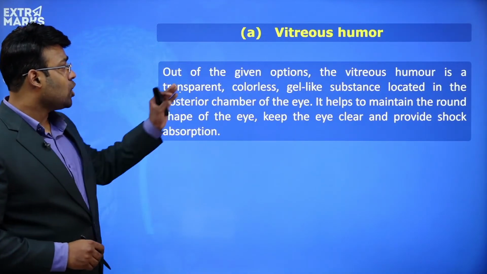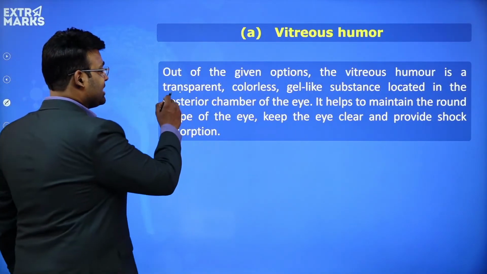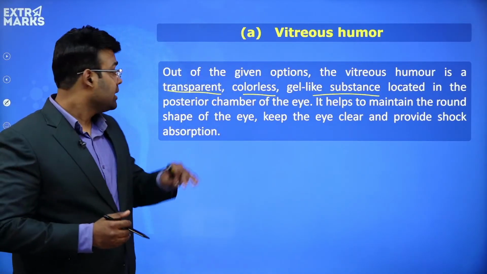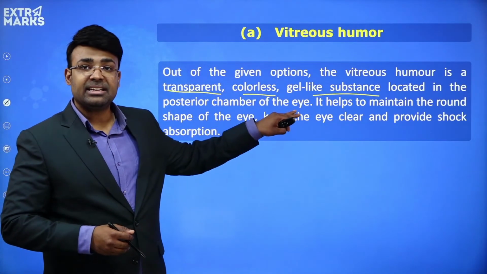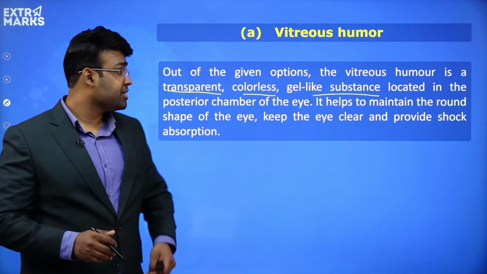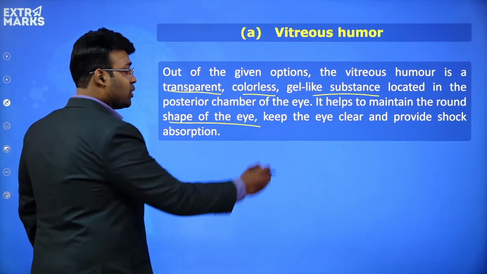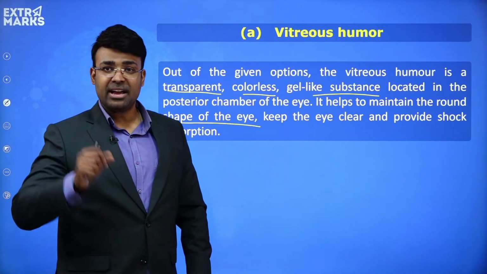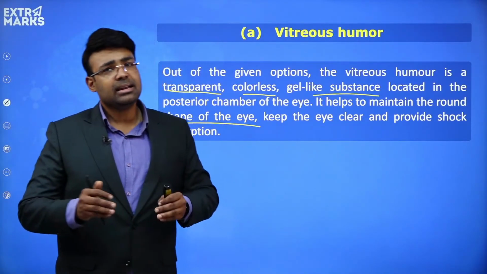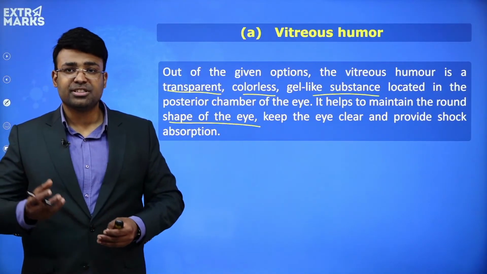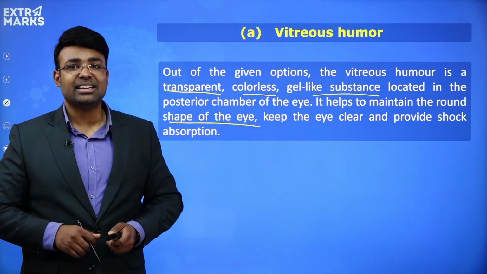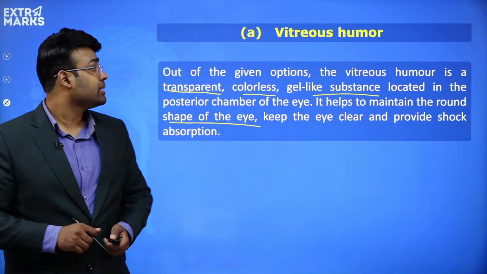So here you can see option A, vitreous humor. It is a transparent, colorless, gel-like substance located inside the posterior chamber of the eye, and it has a huge role. What? It maintains the shape of the eye. We have a round eye, so it maintains the shape. It acts as a shock absorber, and it also protects the retina because it is present deep inside the eye. So yes, vitreous humor is the innermost part of the eye.